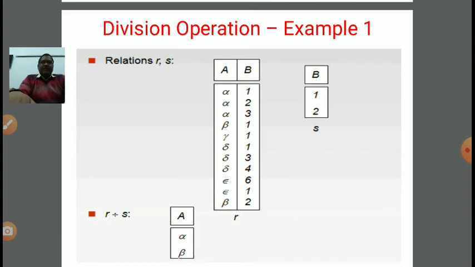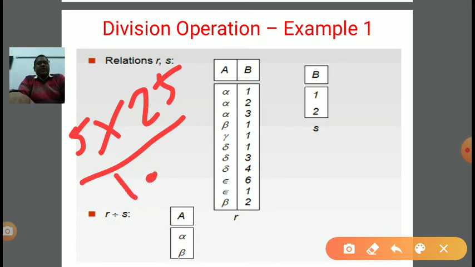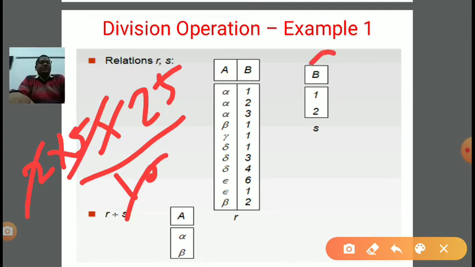If we apply R division S, then in beta, you see 1, 2 is the attribute. And what do we want? We want the common attribute. The common attribute will be cancelled out, because in division, suppose I want to do 5 into 25 upon 10, and 2, so the common factor gets cancelled out. Similarly here also the common attribute is 1, 2, these will be cancelled out, okay, and the remaining attribute will be in the final.